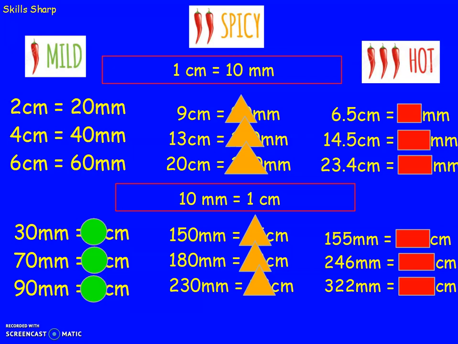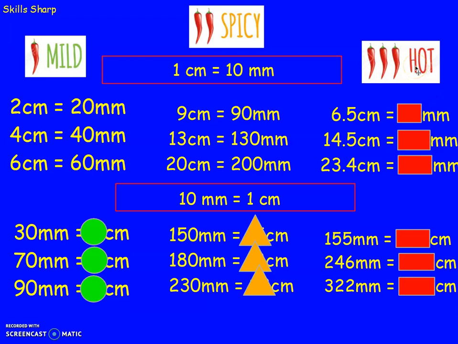Well done. Let's have a look at spicy then. 9 centimetres would be 90 millimetres. 13 centimetres would be 130 millimetres. And 20 centimetres would be 200 millimetres. Give yourself a tick if you got those right.